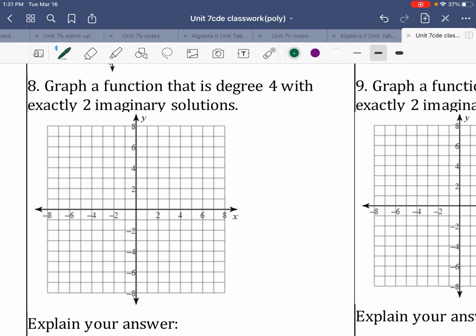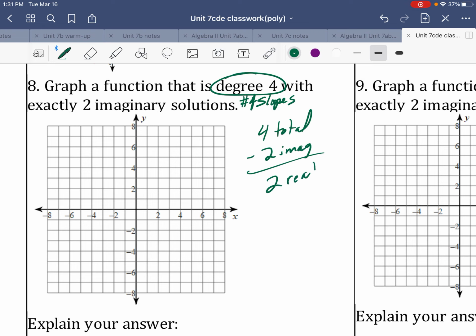All right, so graph a function that is degree 4, so there's 4 slopes, and exactly 2 imaginary solutions. So if there's 4 total solutions, and there's going to be 2 imaginary, then there's got to be 2 real. So if there's 2 real, that means we're going to have 2 x-intercepts. I'm going to put the x-intercepts anywhere, it doesn't matter. And we need to have 4 different slopes. So how are we going to do that?